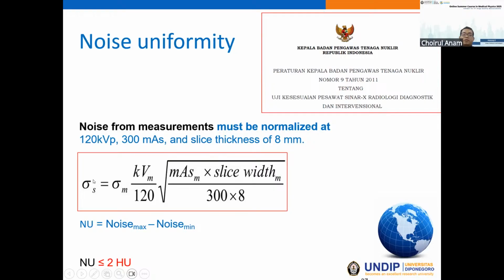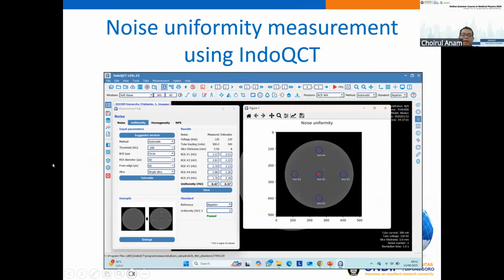And for measuring the noise uniformity, we use this noise normalization. We identify the maximum and the minimum, and by using this formula, we will have the noise uniformity. In Indonesia, the noise uniformity should be less than 2 Hounsfield unit as the passing criterion. And of course, as usual, we can measure the noise uniformity using IndoQCT. This is our result, our measurement, and this one is our estimation.